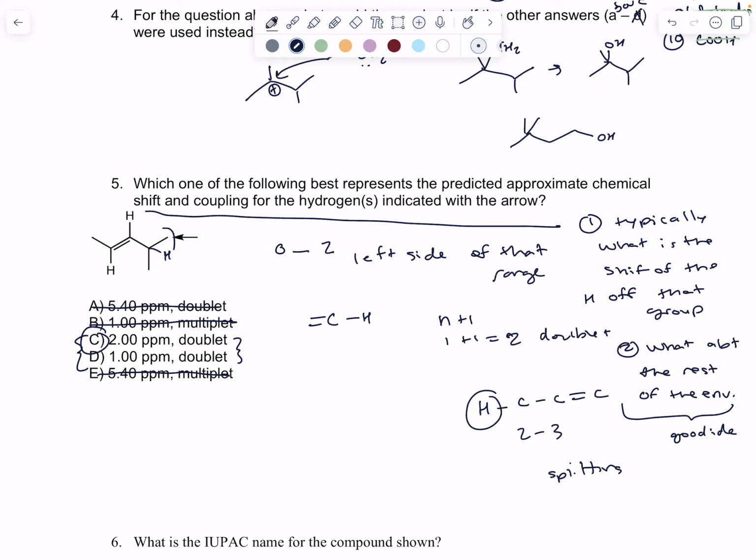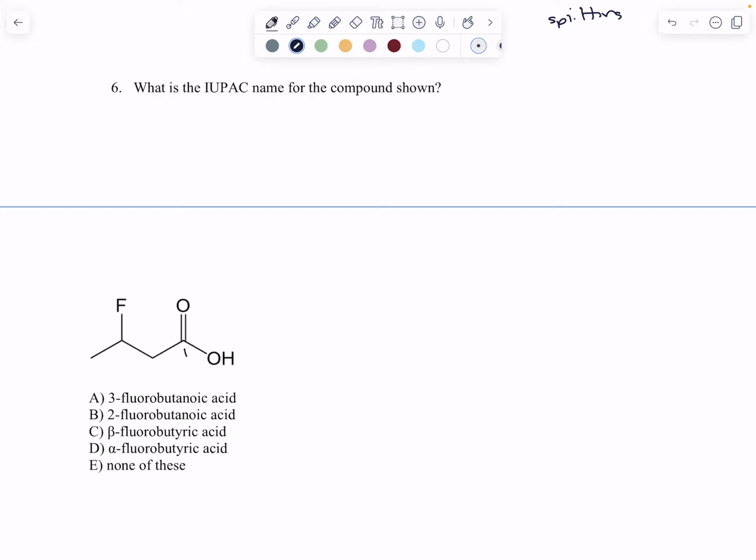Okay, next question. What is the IUPAC name for the compound shown? Well, the first thing I always do is first name the parent chain. So four carbons is butane. And then I look at the functional groups, so carboxylic acid and fluorine. Actually, I'll do fluorine in purple. So fluorine is fluoro, and the number would be 3-fluoro.